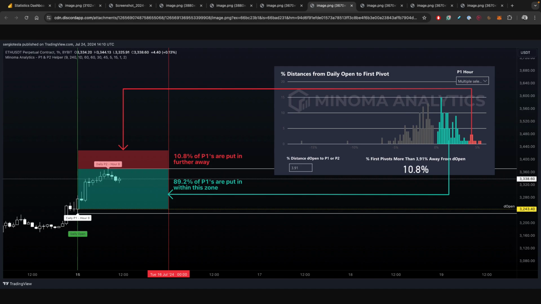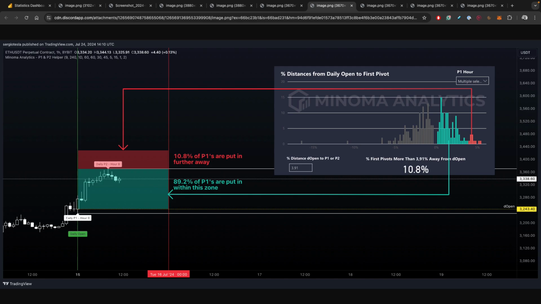And what we see is that only 10.8% of days for Ethereum, because it's specific to the asset, have been able to put in P1 3.91% above the daily open, which is the current distance from daily open to P2. That means we can once again infer the likelihood of a P1, P2 flip happening. Since we know that only 10.8% of days have enough energy to put in P1 this far from daily open, and then smash back down again to take out the other side.